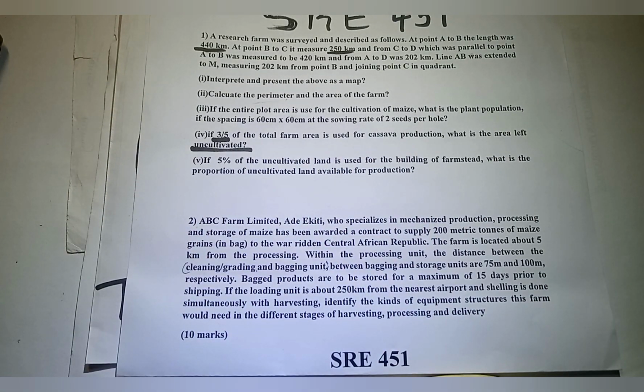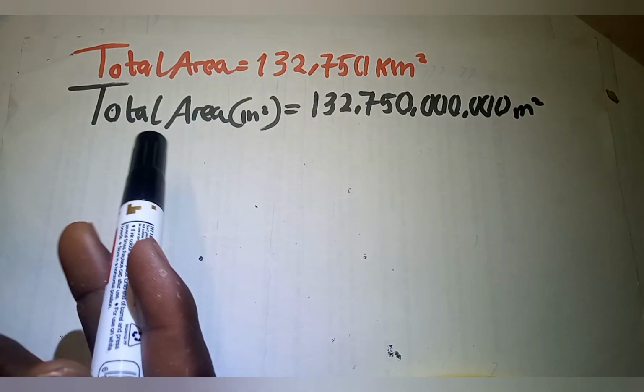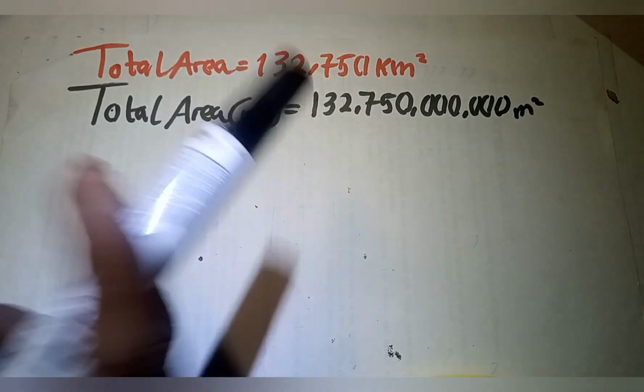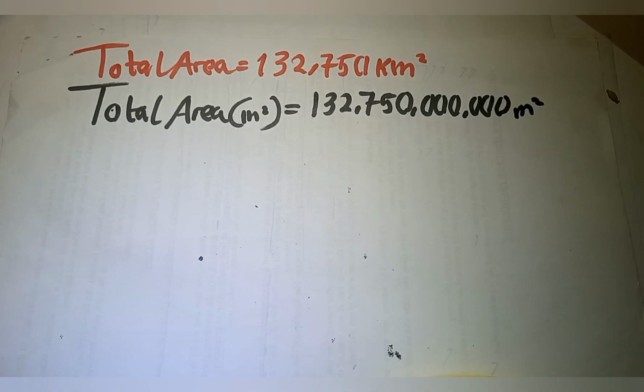Now we are going to revert back to the total area, which is the area of the trapezium plus the area of that triangle. So we have the total area in meter square as this. However, I advise you to use total area in meter square, okay? Don't use total area in kilometer square. Make use of total area in what? Meter square. So that's it.